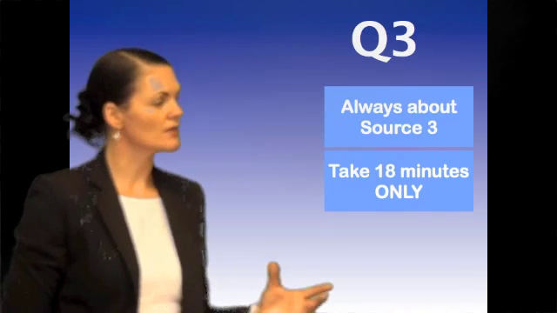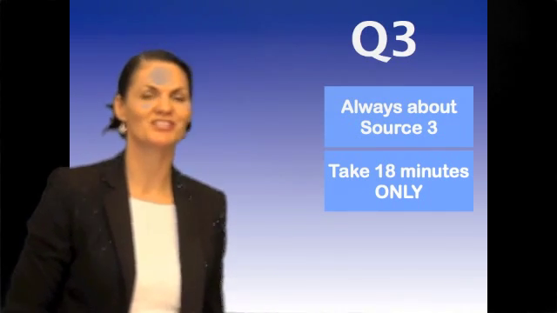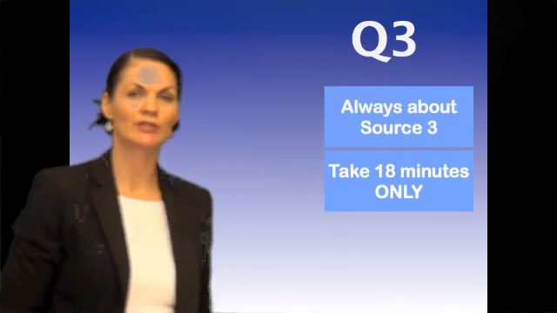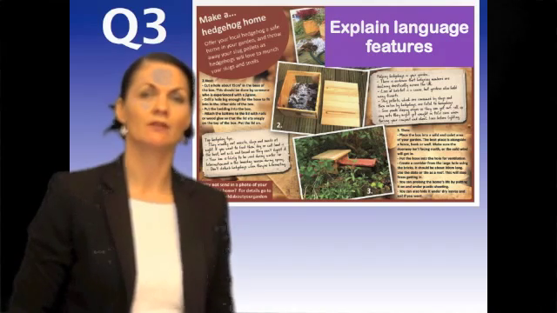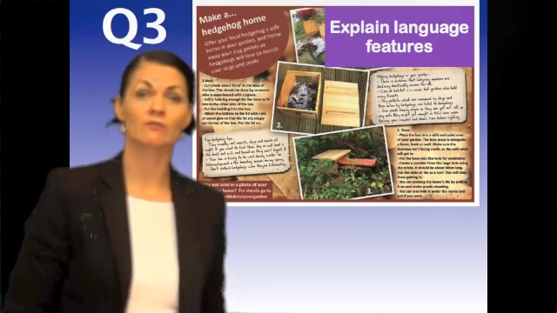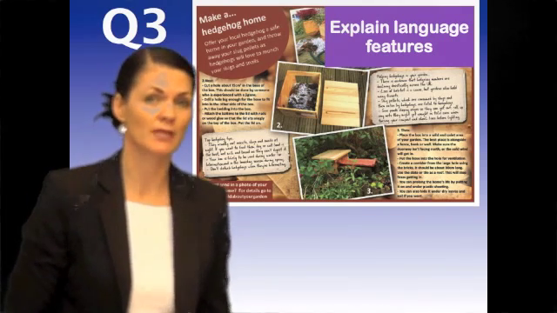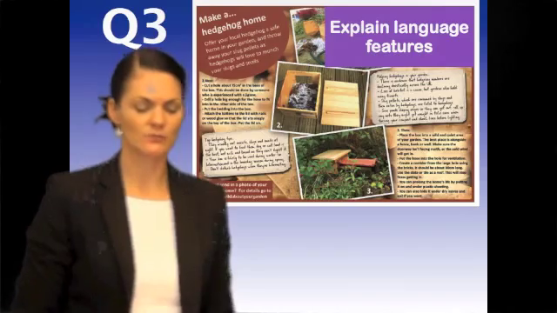Looking at source 3, it's always looking at source 3. So here we're using the January 2013 paper. It's the Hedgehog Home. And the skill in this question is always to explain language features. So as soon as you see source 3, think, right, okay, I'm looking for language features. I'm going to have to explain the effect of these language features.